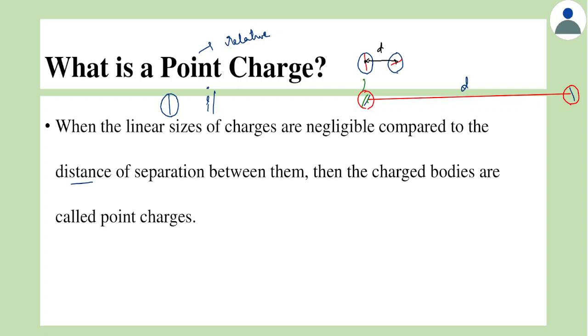Now the same objects weren't point charges when they were kept close by, but the same objects become point objects when they're far away. So that is what is said to be a relative definition. That is because the next topic, Coulomb's law, is true only for point charges.